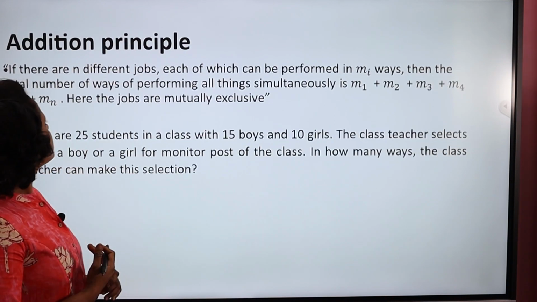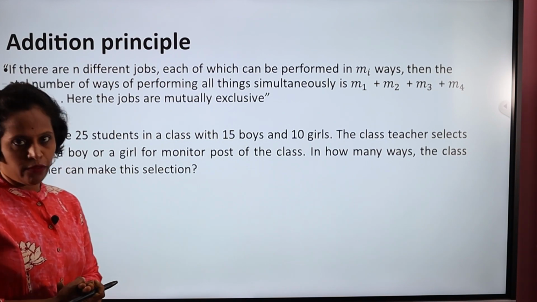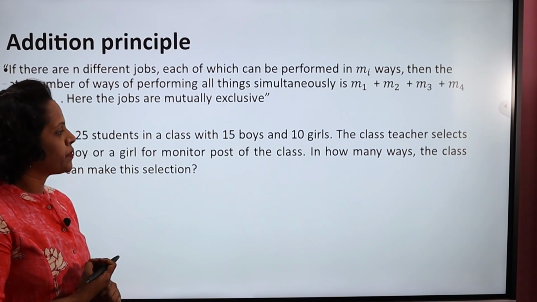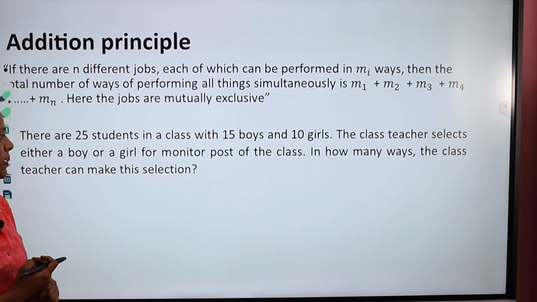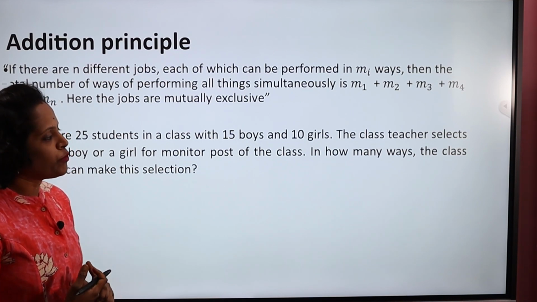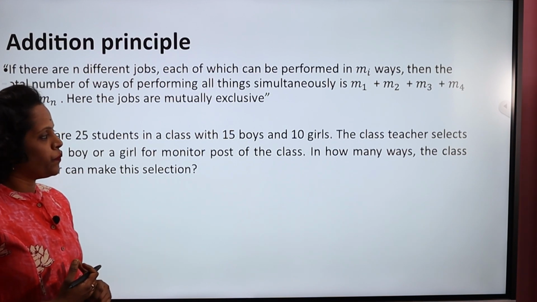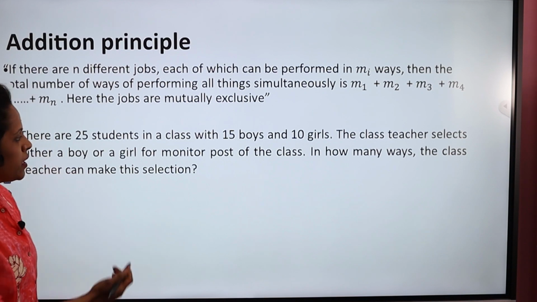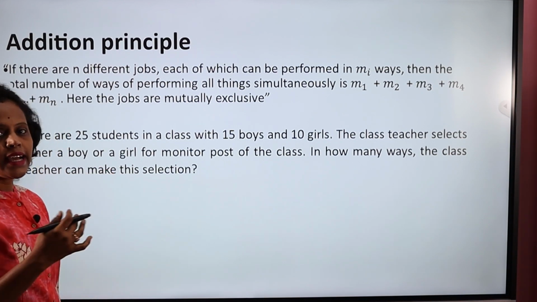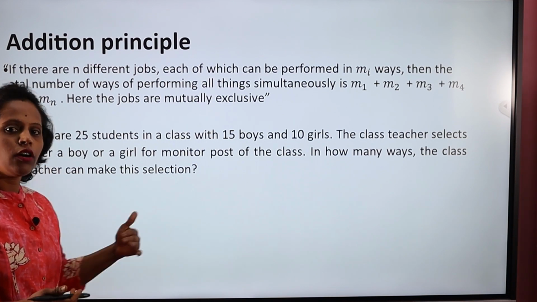The next concept is addition principle. Let's go with the question first. There are 25 students in a class with 15 boys and 10 girls. The class teacher selects either a boy or a girl for monitor post of the class. In how many ways the class teacher can make this selection? Now, what is given? We have 15 boys, right, and 10 girls. The teacher has to select only one class leader for the whole class. That can be either a boy or a girl.